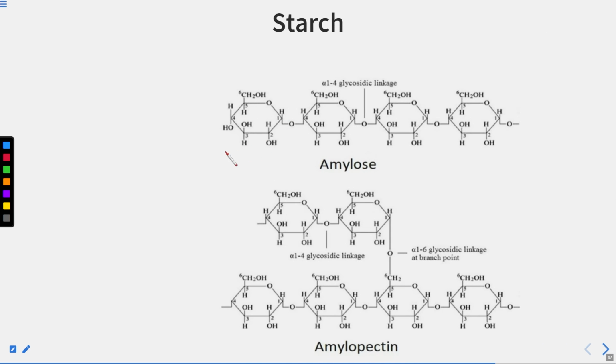Here you can see the structure of the amylose, and this is the structure of the amylopectin. Amylopectin forms branched chains, whereas amylose has a straight chain. And here you can see the alpha 1,4 glycosidic linkage, and here it is the alpha 1,6 glycosidic linkage at the branching point.